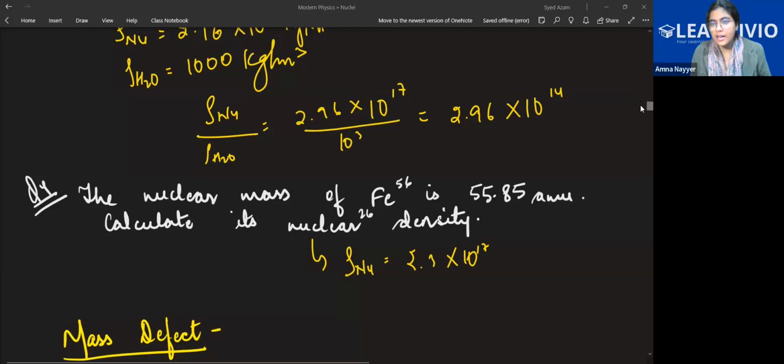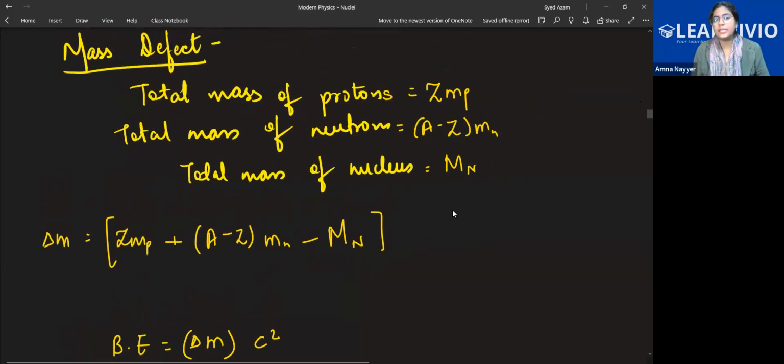Yes, class, let's start with the mass defect now. For calculation of mass defect, this is the formula. To understand the formula, just do it in 3 steps. First step is calculate the total mass of protons. Z is the total number of protons. Mp is the mass of a proton.